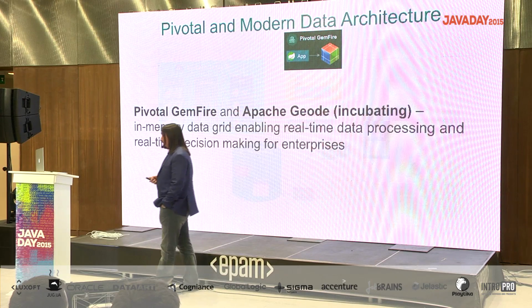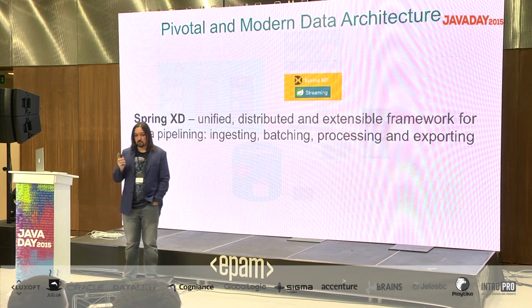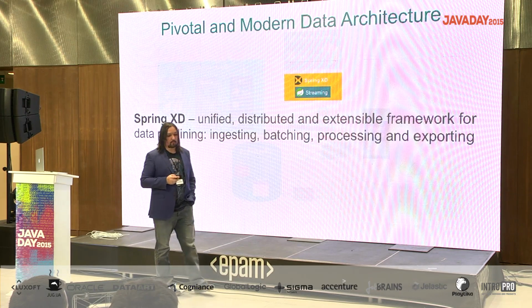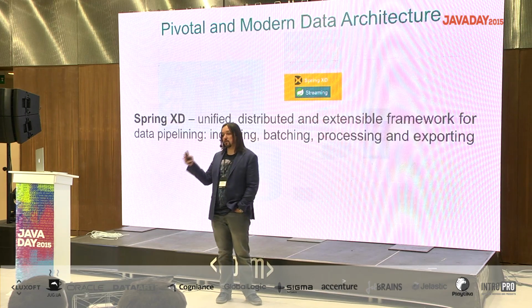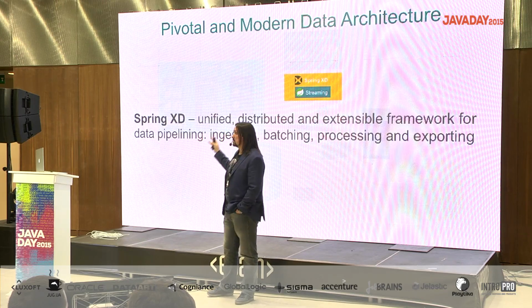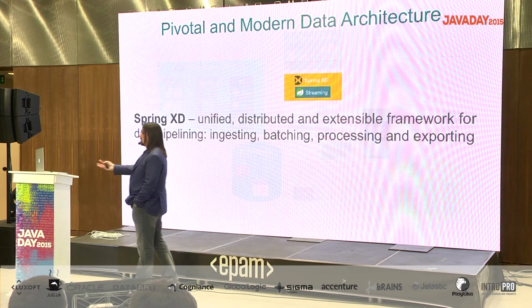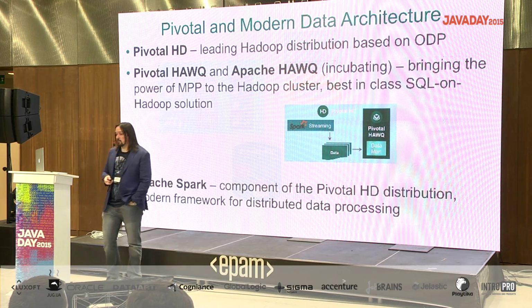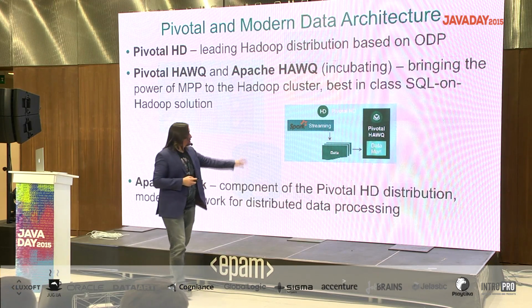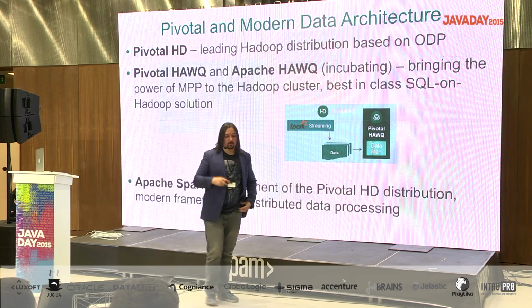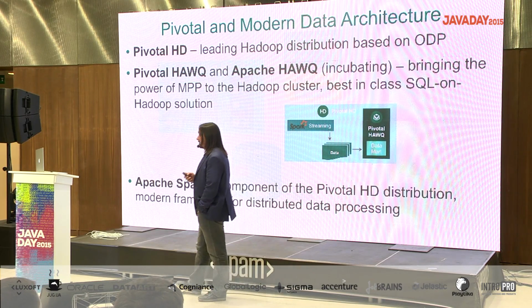Next is GemFire and Geode, an in-memory key-value store. Next is Spring XD or Spring Cloud Data Flow. It's again a product for extracting the data in real time and pipelining this data. Inside of Spring Cloud Data Flow, you can use the same RabbitMQ or Kafka as a messaging solution. So it's something like a stream processing solution. Also, you can use a Hadoop distribution with HAWQ. Now it's Apache HAWQ, not just Pivotal HAWQ. Also, you can use Spark for stream processing the data and for batch processing the data. Basically, Spark streaming processing is micro batches.